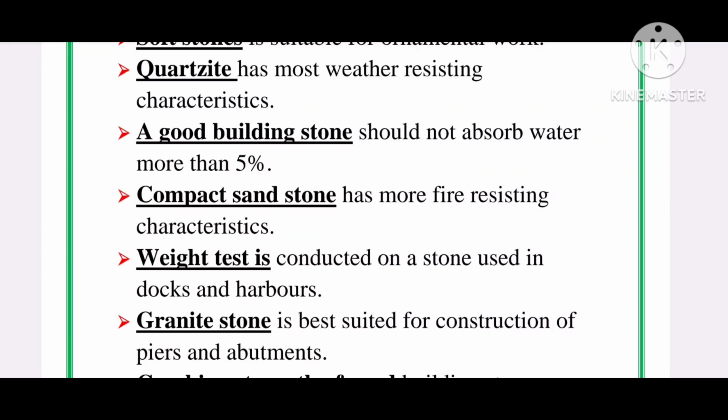Next point, a good building stone should not absorb water more than 5%. Compact sandstone has more fire resisting characteristics. Weight test is conducted on a stone used in docks and harbor.